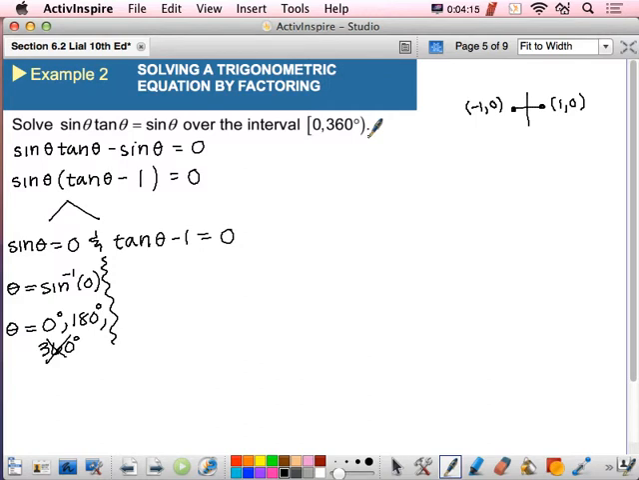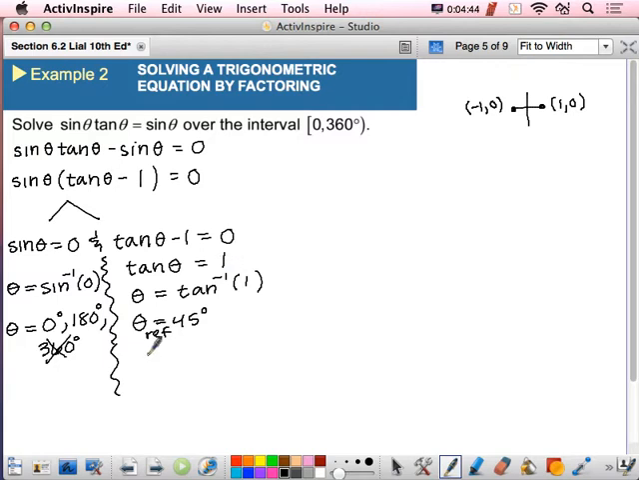So now we're going to come over here and solve it. We're going to add 1 to both sides and isolate the tangent of theta. And then we're going to take the inverse tangent of that. We're going to ask ourselves, what reference angle has a tangent of positive 1? 45. Okay, so we want to know where else does that happen. That's our reference angle. Our reference angle is 45, and we want it to be positive 1.